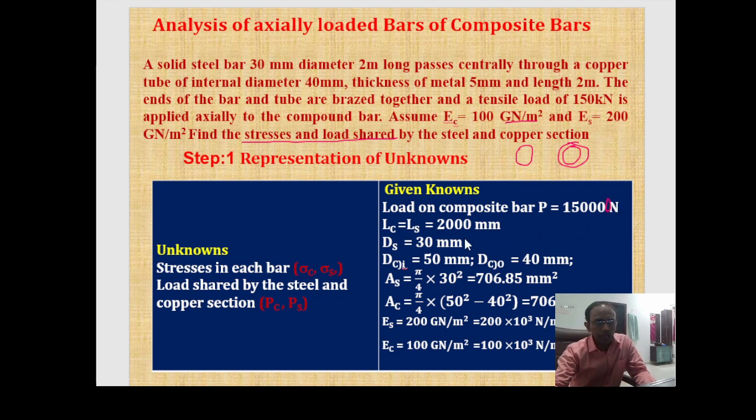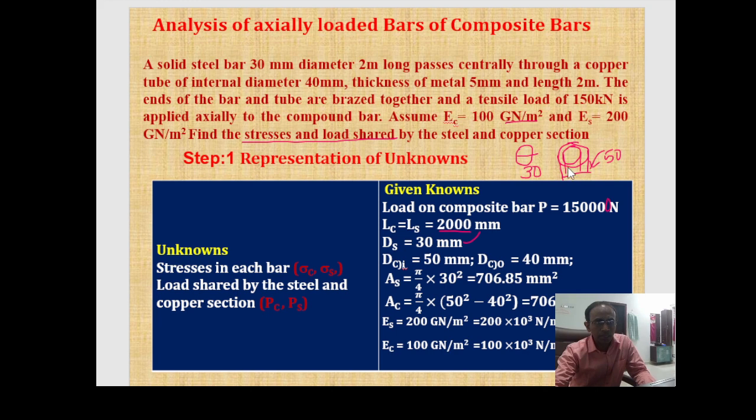So this is the load, and we have the length as 2000 mm, and for steel the diameter is a solid one, so this was given as 30 mm. Okay, 30 mm. And for the other one, this is a hollow one, this has 2 diameters. The outer one is say 50, and why 50?